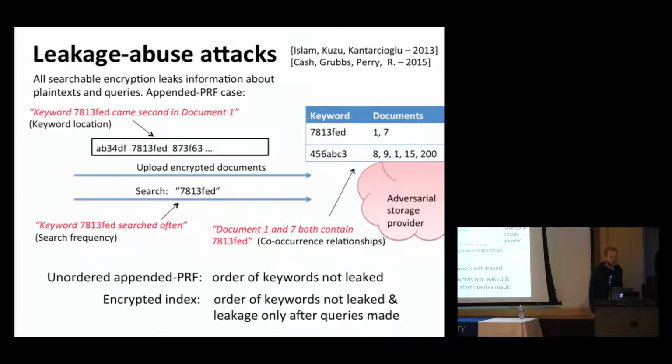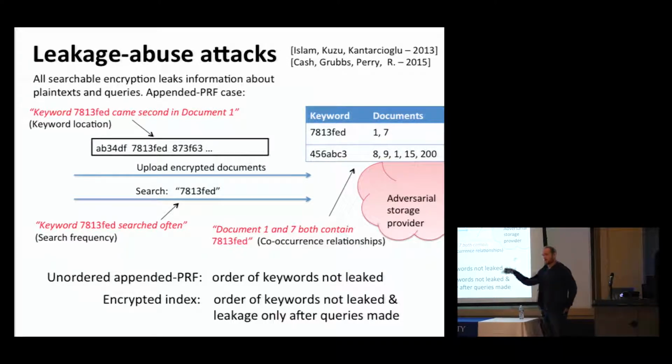Okay, so for the other two schemes, the unordered Appended-PRF scheme, the only thing that's different about this picture is that this ordering information is not leaked trivially, right? It's because these things are randomized, so it's not clear anymore that this would have been the second keyword in the plain text. For encrypted index type schemes, of course, you also don't learn that ordering information. And as I mentioned before, the leakage only occurs after queries are made, okay? So again, in the extreme case of having made no queries, the server gets no information about plain text except maybe the size of the total index.